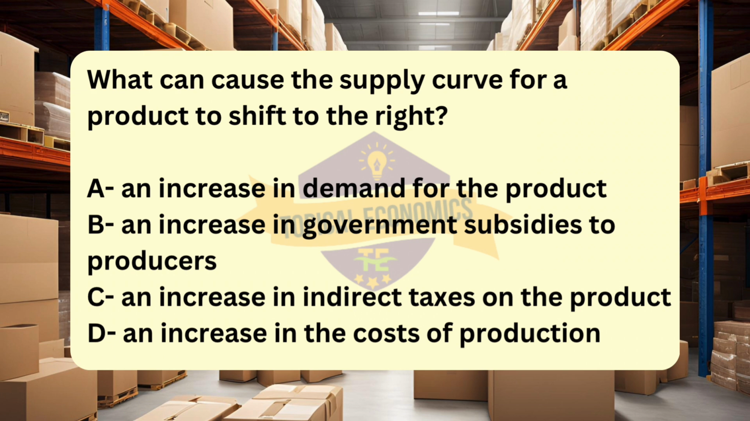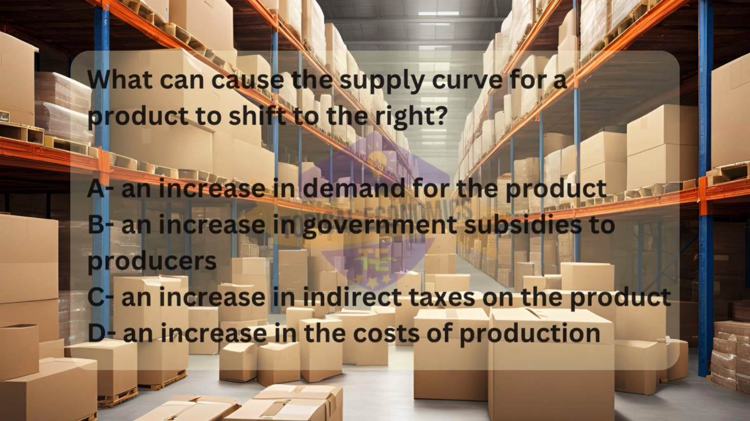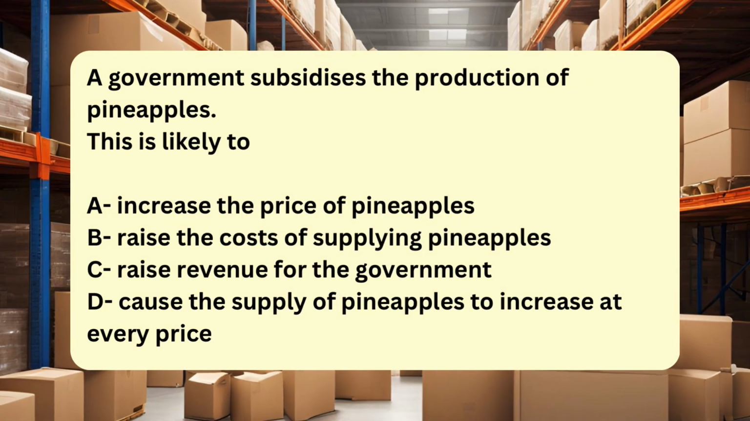This would reduce the cost of production for producers, making it more profitable for them to produce the good at every price level. As a result, the supply curve would shift to the right, indicating that producers are willing to supply more of the product at each price level. Moving to the 9th question.